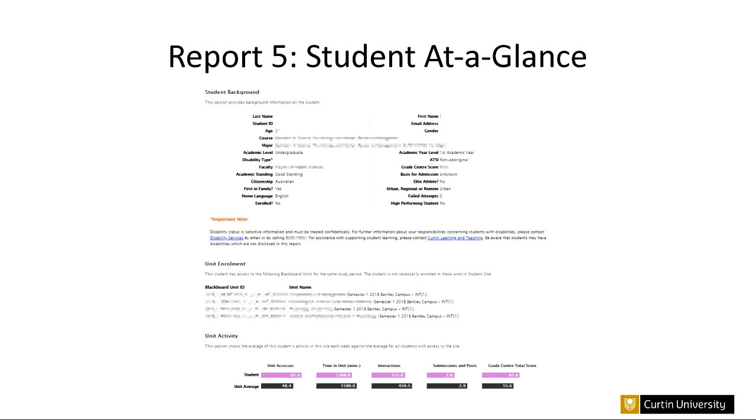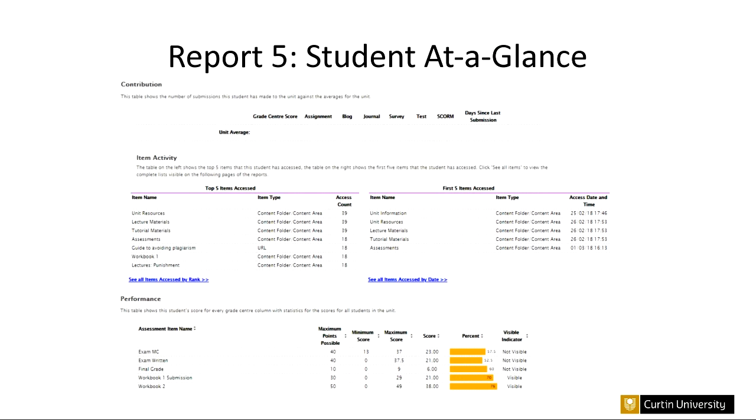The unit activity, so this is just some basic summaries of where the student's activity is in the unit compared to the other students in the unit. So pink being this student, black being the other students, so you just have an idea of what their engagement is compared to everyone else. Further down from that, on the same report, we have the equivalent of that item activity report, and it's showing you what the top 5 most accessed items are.